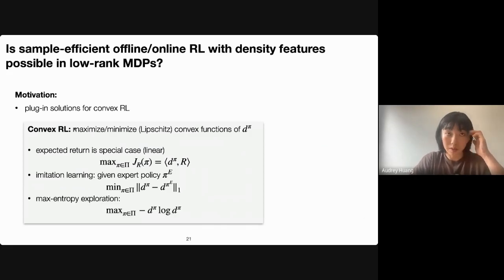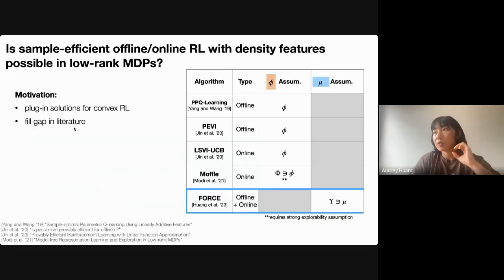And this also includes something like max entropy exploration. The second motivation is just to fill in a gap in the literature, where most works before ours have focused on learning through the phi features to go through value-based RL methods, and ours is the first to go through the density features. And it becomes clear in the representation learning setting where phi is unknown that exploration with the value features can be difficult.